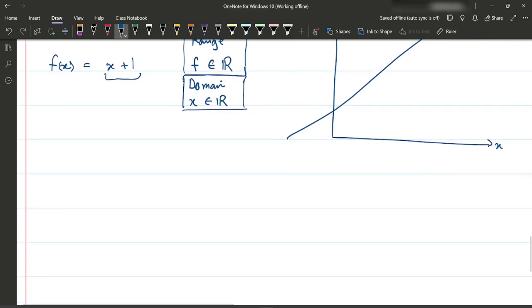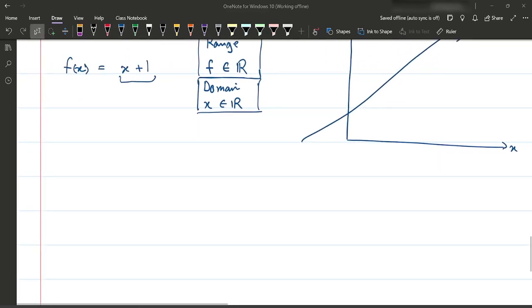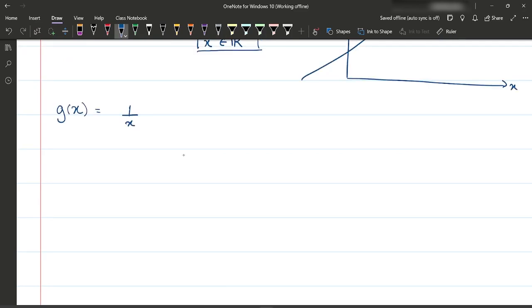That's simple enough. Okay, let's try something else. Okay, let's try 1 over x. So for 1 over x, the domain is, well, x can't be equal to 0, but x is a part of all real numbers. So that's the domain. The range for this is, I could have advised you to use a calculator.